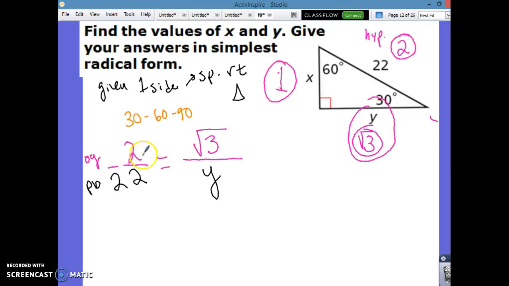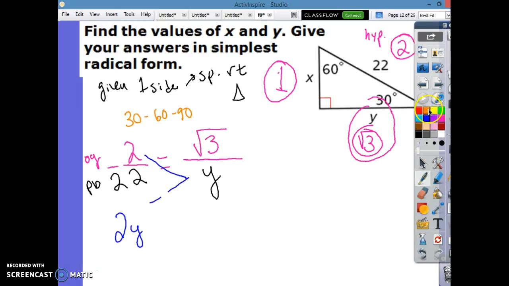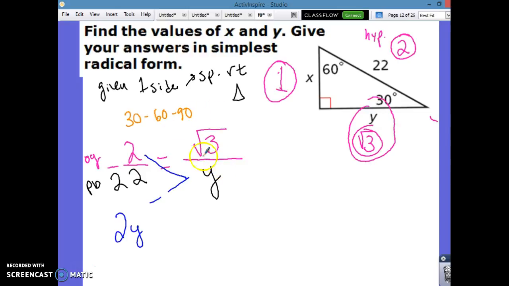2 times y is 2y. Square root of 3 times 22. One is inside of the radical, the other is not. So we cannot combine them. It is going to be 22 times the square root of 3.